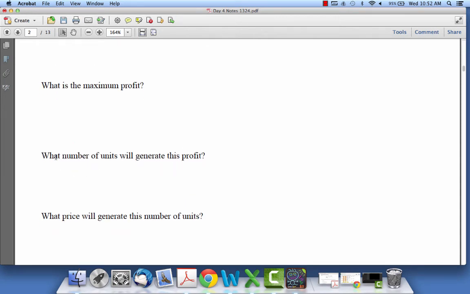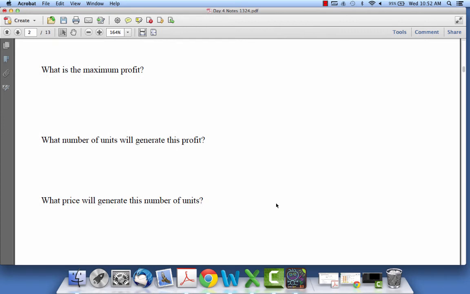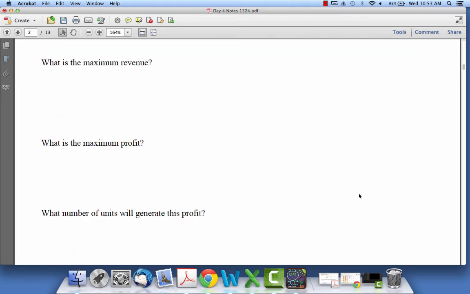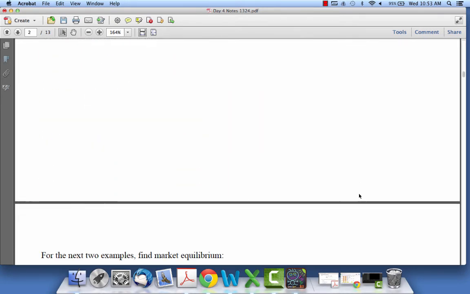So we just found the number of units that generate the maximum profit is 20. The maximum profit, you just plug it in. And then the price that will generate it is where you put x in right there. So it's 3/4 times 20 plus 1460. So 15 plus 1460. So 1475 would be the price. So once you find the variable, you can just go plug it back into anything to find what they're supposed to be.